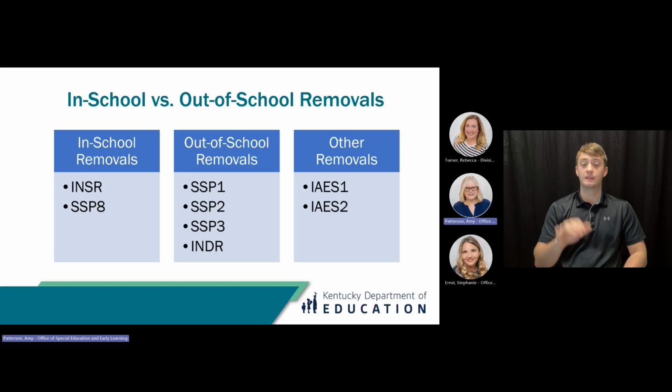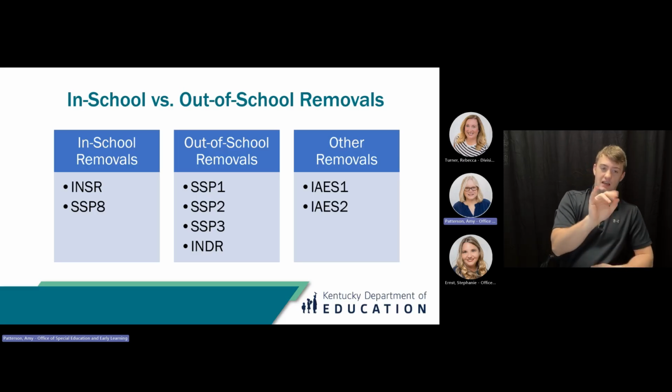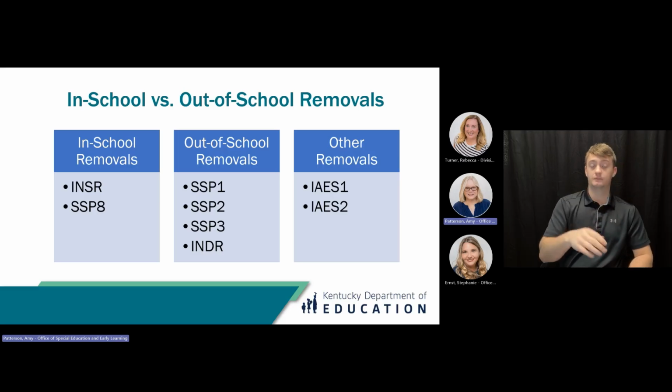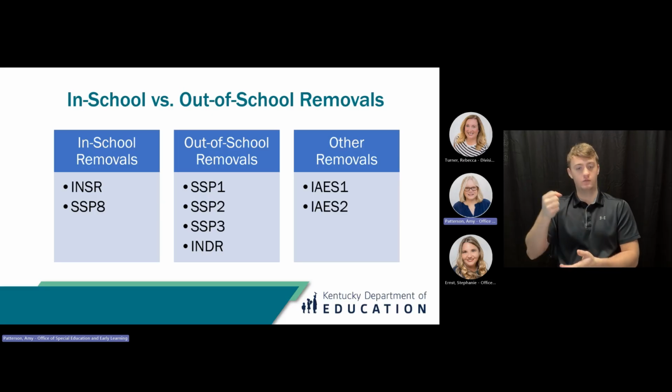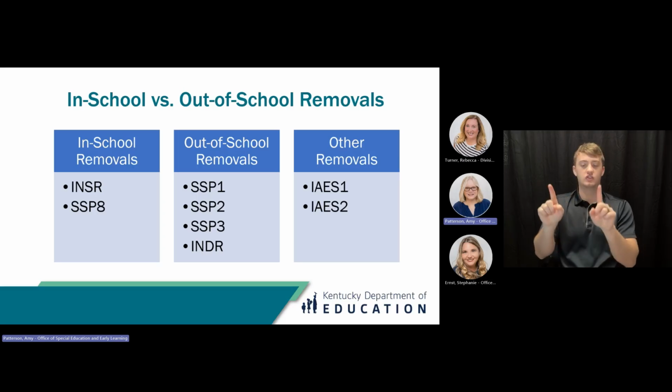So these are how we look at the data for in-school removals, out-of-school removals, or other removals. The in-school removals are INSR, which is in-school suspension, or SSP8, which is considered a seclusion. The out-of-school removals are SSP1 and 2, which are expulsions. SSP3 is an out-of-school removal, and INDR is an in-district removal. And then other removals would be the interim alternative educational setting.